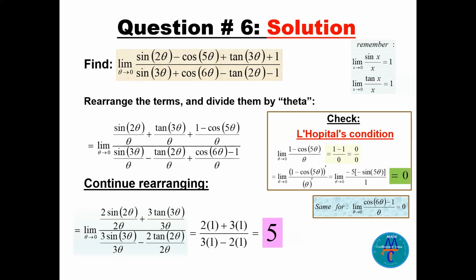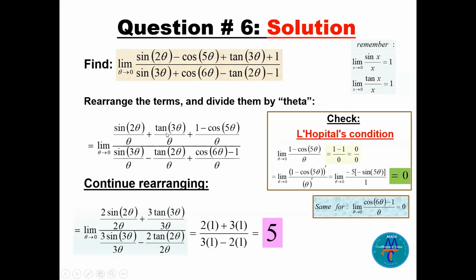Now let's take the last term in the numerator here, this one, 1 minus cosine 5 theta over theta. I will study that here. If I replace theta by 0, 1 minus cosine of 0, so it will be 1 minus 1 divided by 0, which is 0 over 0. So I can apply L'Hopital's rule on this term here, the third term. So I find the derivative over the derivative, and then I replace theta by 0, it will be 0. So this limit will be 0. Same thing down here. This limit will be 0. We can apply L'Hopital's rule.